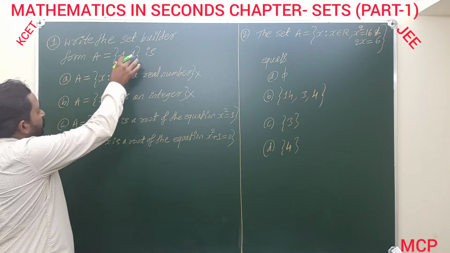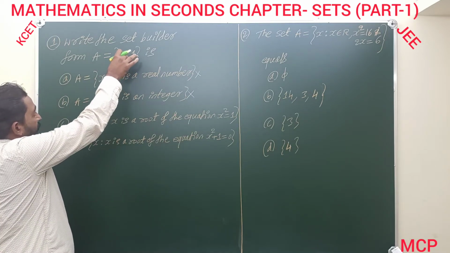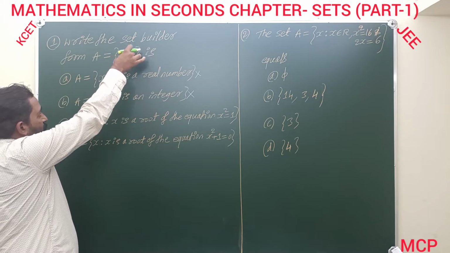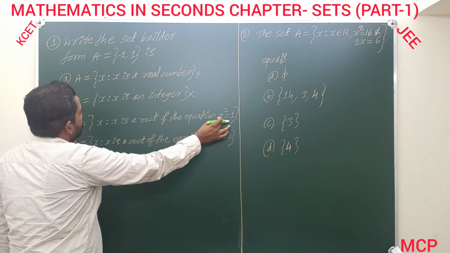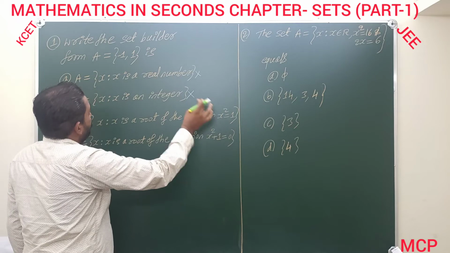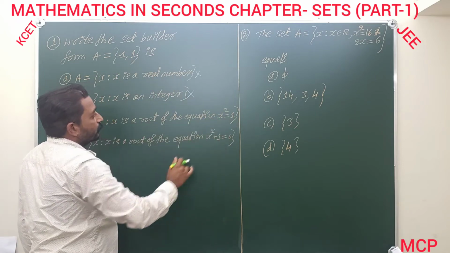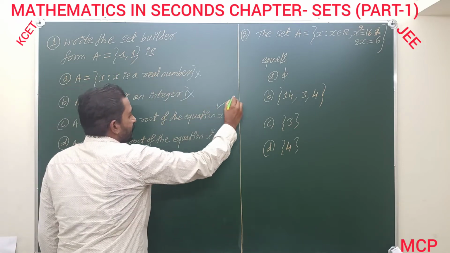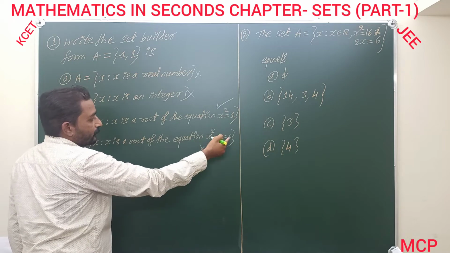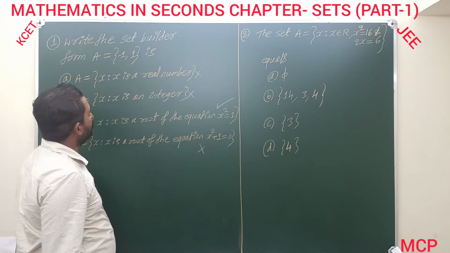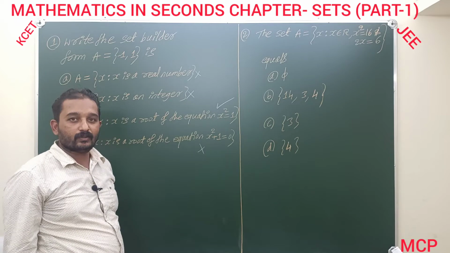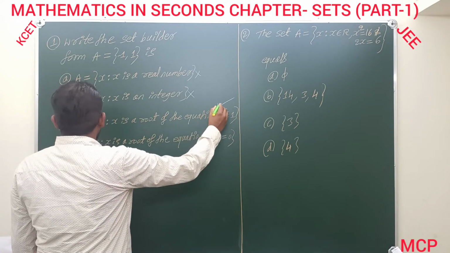Next, substitute this A. Set A contains elements minus 1 and plus 1, which satisfies this equation. Yes, it satisfies this equation. Minus 1 square equal to 1, 1 square equal to 1. Yes, it is correct. But this option is wrong because 1 square plus 1 is equal to 2, and 2 is not equal to 0. Minus 1 square plus 1 is also 2, not equal to 0. Option C is correct.